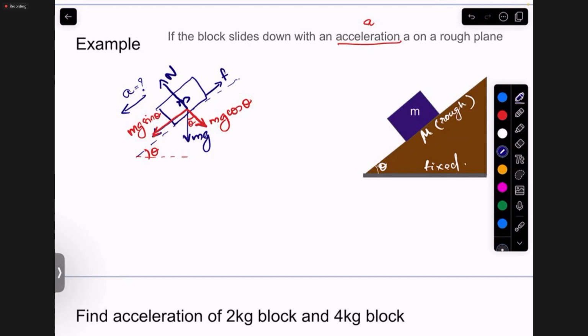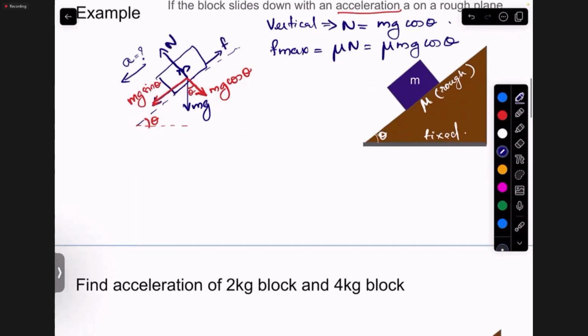Now what are we supposed to do? We will equate the perpendicular direction to the inclined plane and the parallel direction. So perpendicular direction, vertical, will give you N equal to mg cos theta. Okay. And F max we can calculate using mu times N, which is mu mg cos theta.